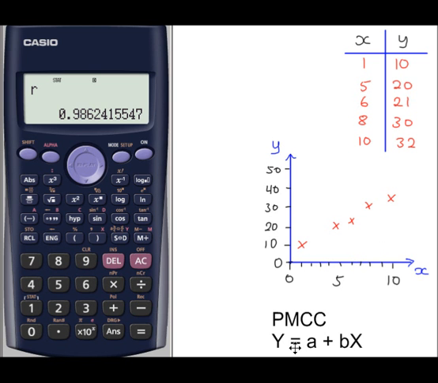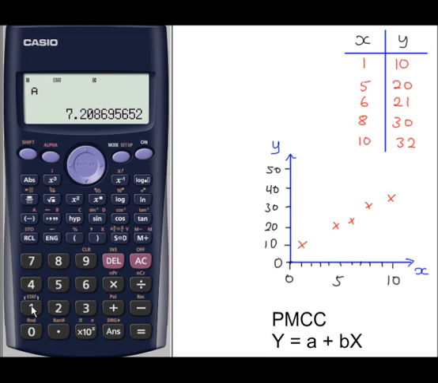And to get the regression equation, you need A and B. So again, Shift, statistics, by pressing 1, regression, A is 7.21 to 3 significant figures. That's the value that goes here, and B, the value that goes here.